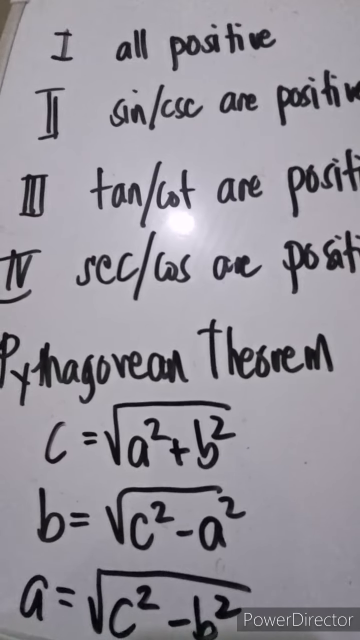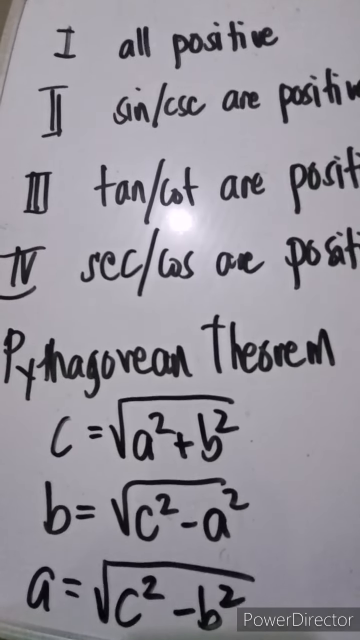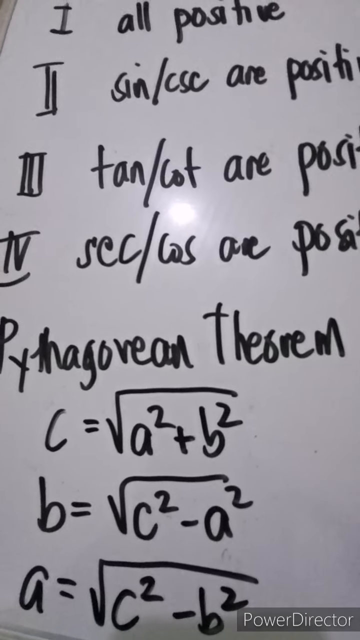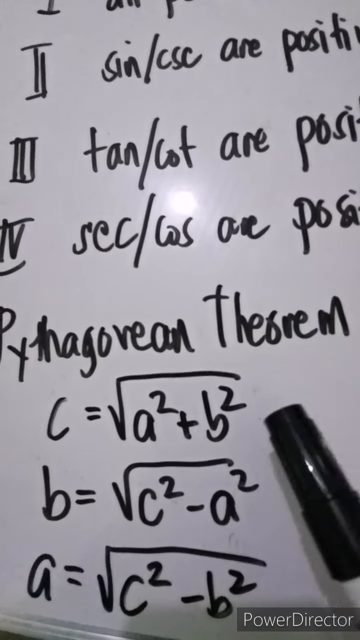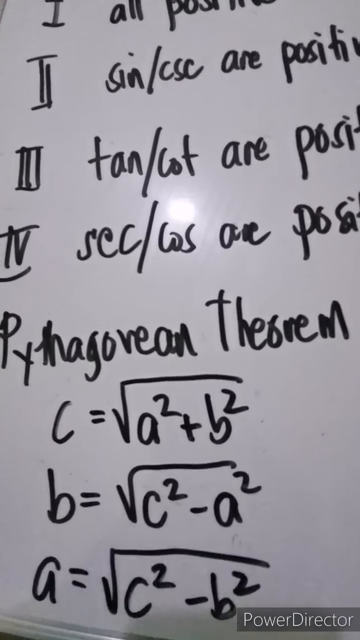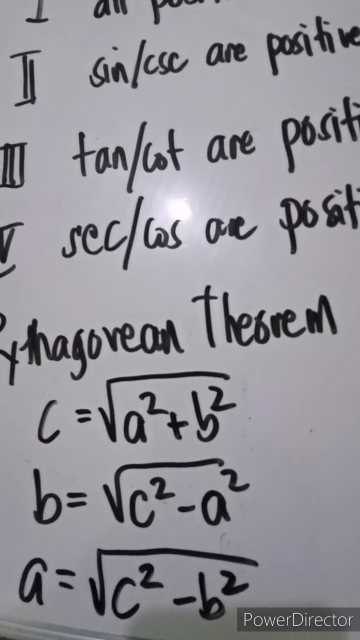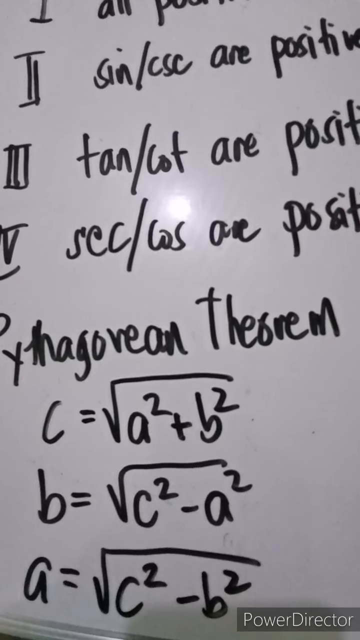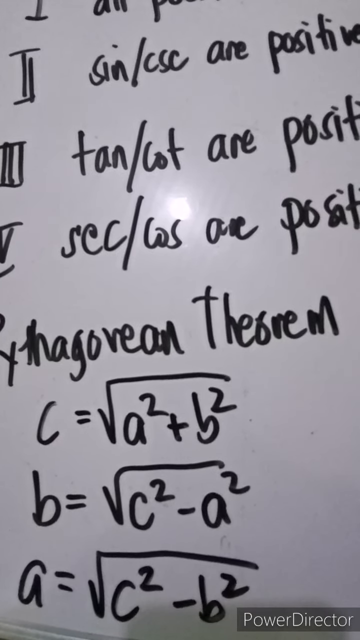And then we will also use the Pythagorean theorem in solving for the measurement of the side of the right triangle. So, based from the original Pythagorean theorem, we have C squared is equal to A squared plus B squared. If you are looking for B, the formula is square root of C squared minus A squared. And if you are looking for A, you will use square root of C squared minus B squared.